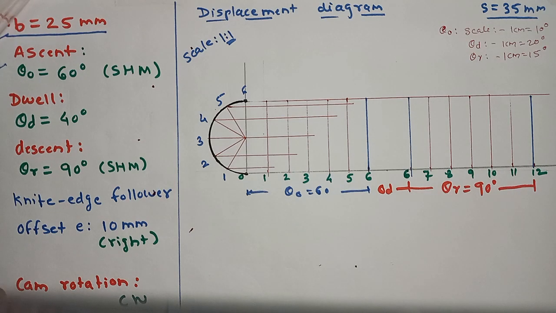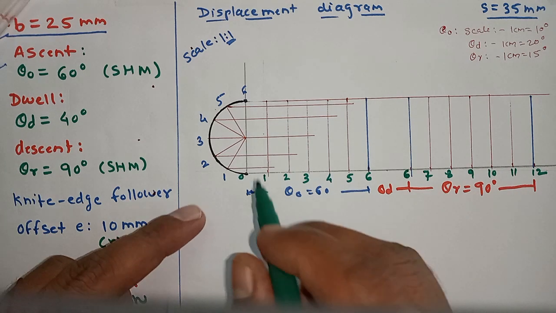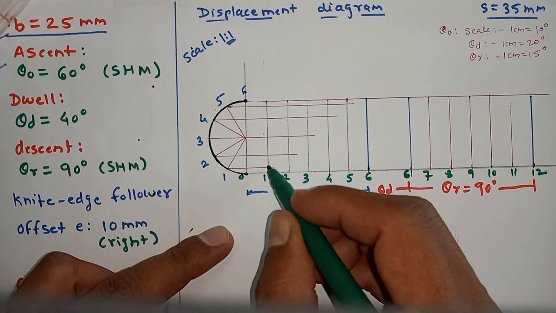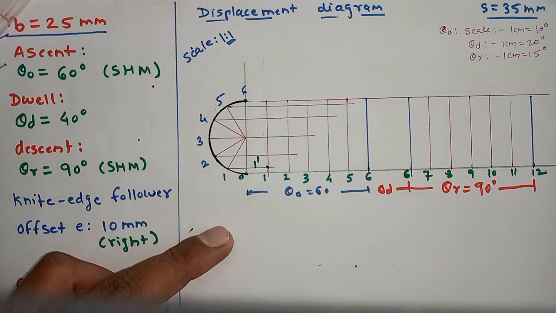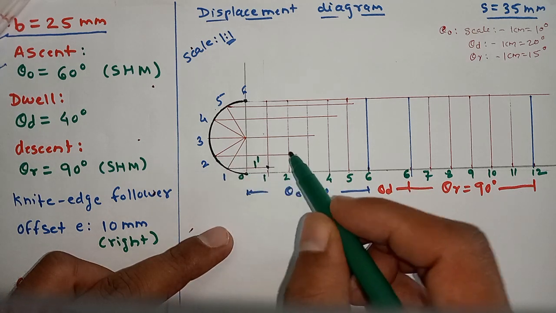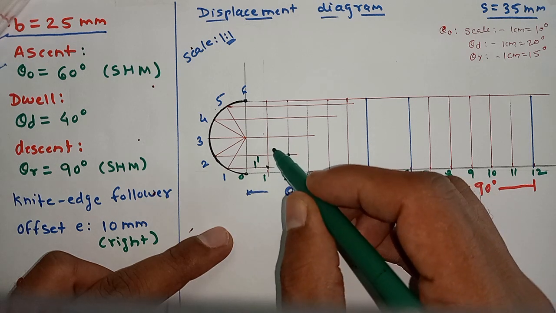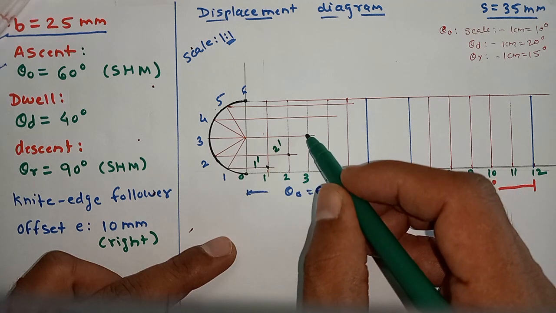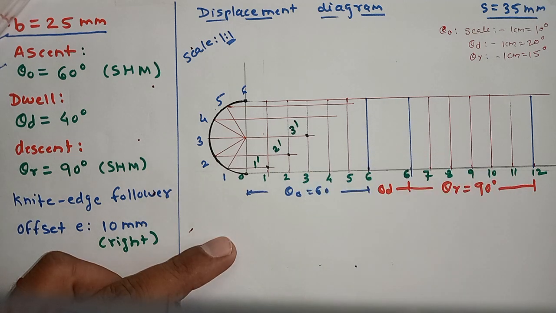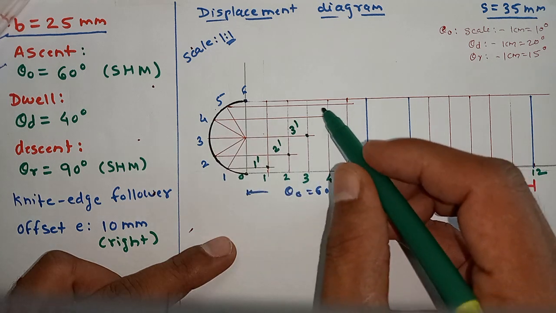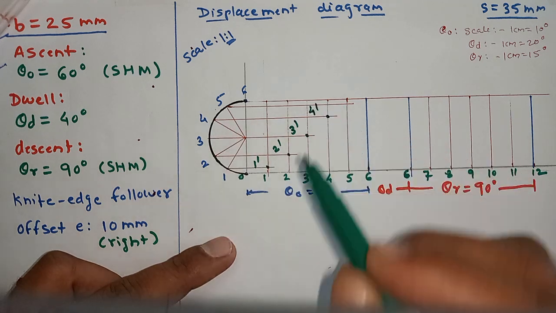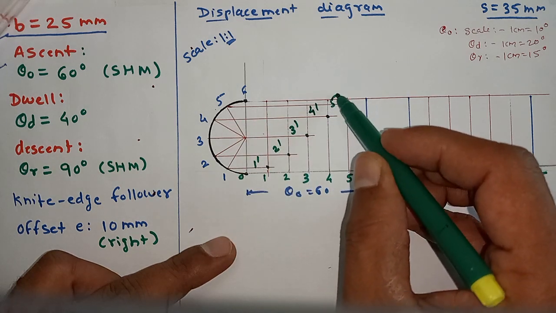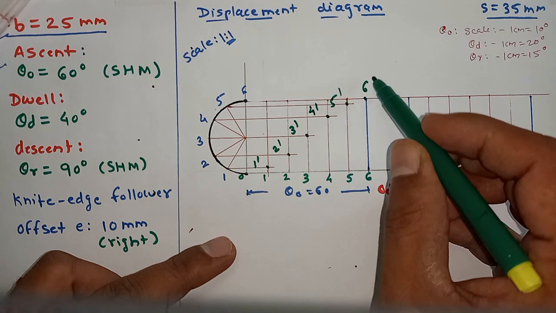So now projection line number 1 will intersect division line number 1 at 1 dash. Projection line number 2 will intersect division line number 2 at 2 dash. Projection line number 3 will intersect division line number 3 at 3 dash. Projection line number 4 will intersect division line number 4 at 4 dash, and projection line number 5 will intersect division line number 5 at 5 dash, and the last one is 6 dash.